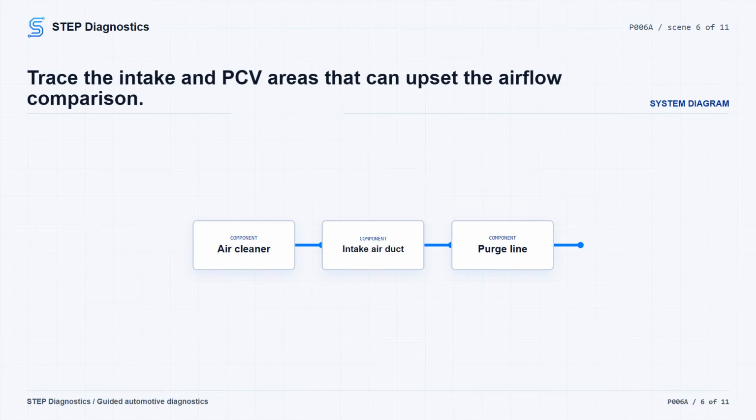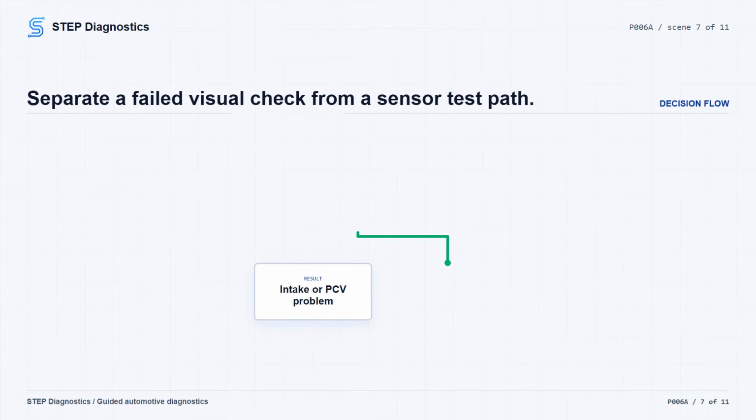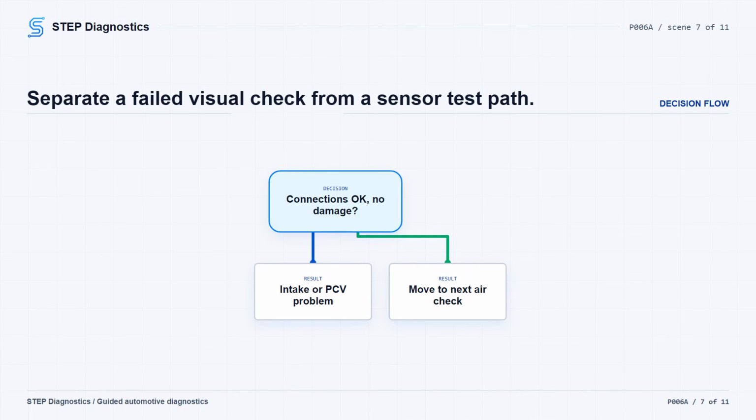If P006A is confirmed, inspect the intake air system and PCV system visually. Check the connections and look for damage at the PCV valve, PCV hose, air cleaner, intake air duct, purge line, and the air path through the turbocharger joint to the throttle body. If the connections are not okay or damage is found, treat that as an intake air system or PCV system problem before blaming the sensor.